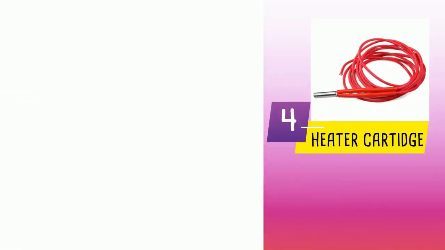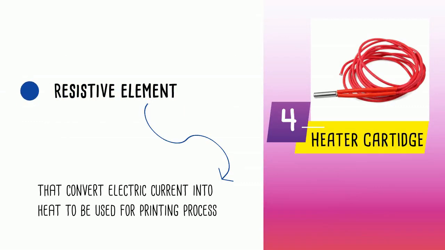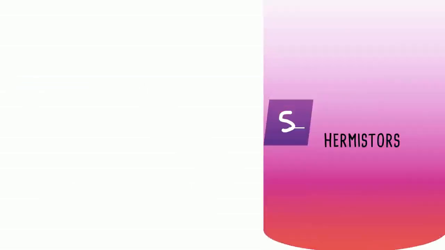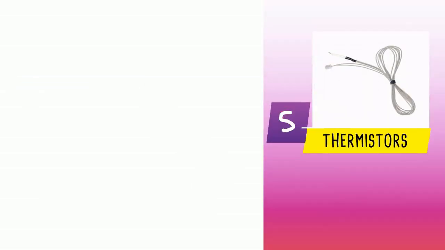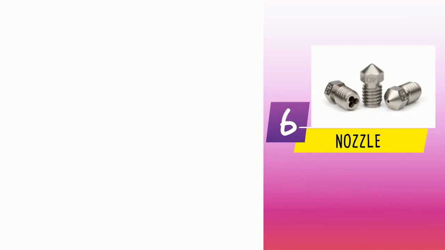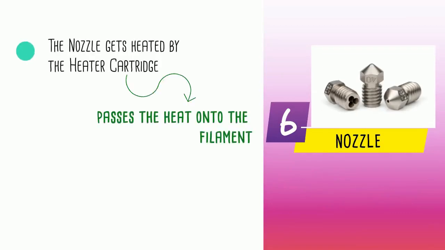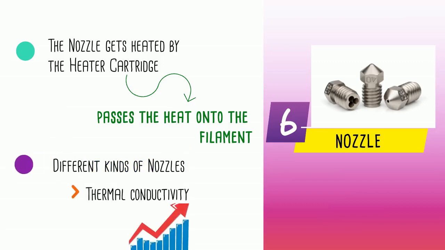Heater cartridge. A heater cartridge is a resistive element that converts electric current into heat to be used for the printing process. Thermistors. Thermistors are the devices used to measure the temperature of the 3D printer. Nozzle. The nozzle gets heated by the heater cartridge and in turn passes the heat onto the filament. Depending on what is being printed, you might choose different kinds of nozzles to increase thermal conductivity or the extrusion speed.